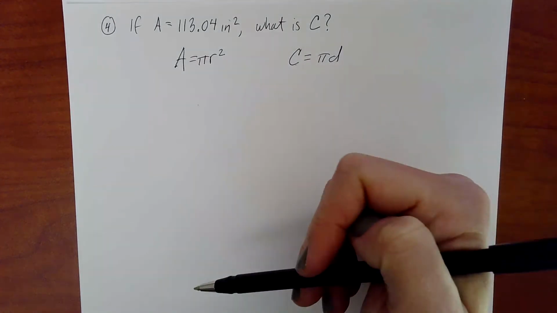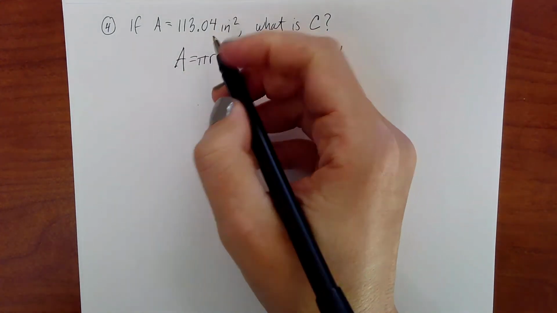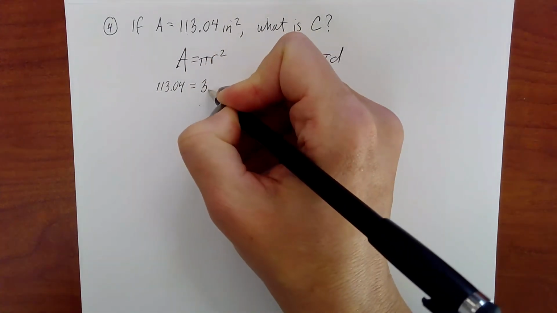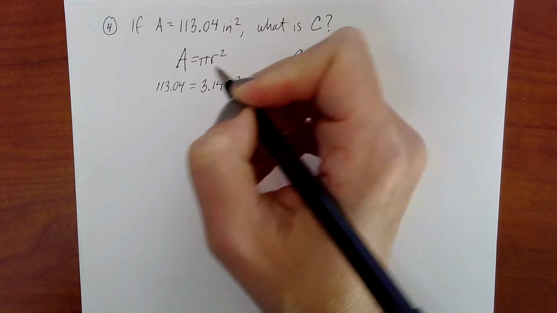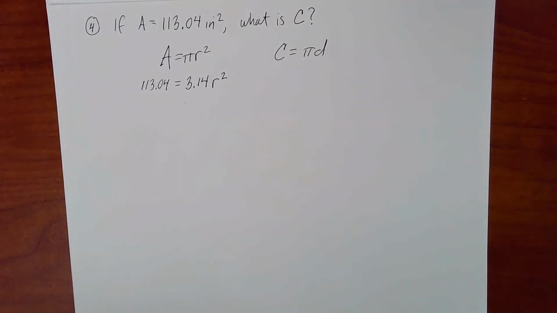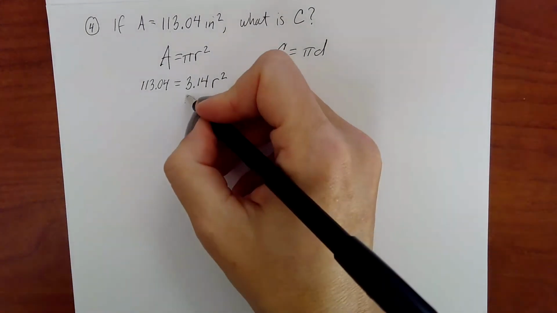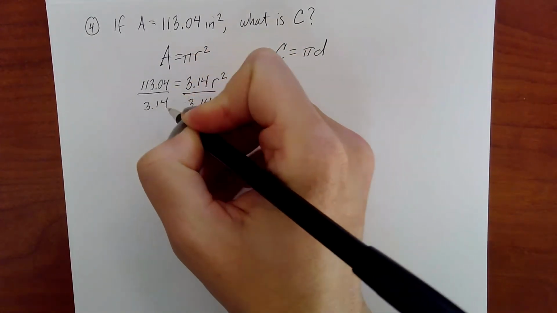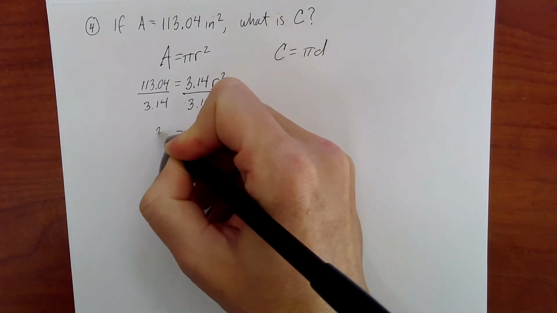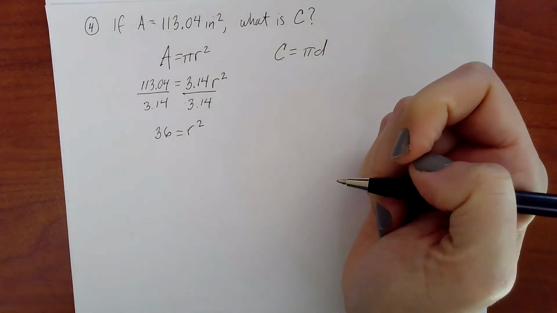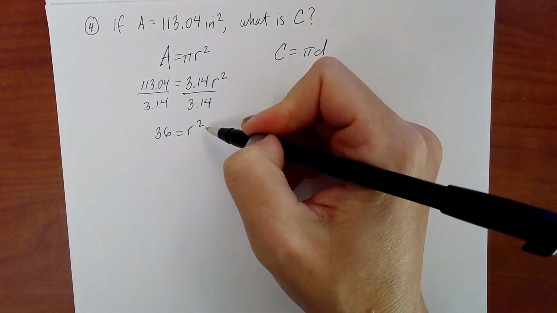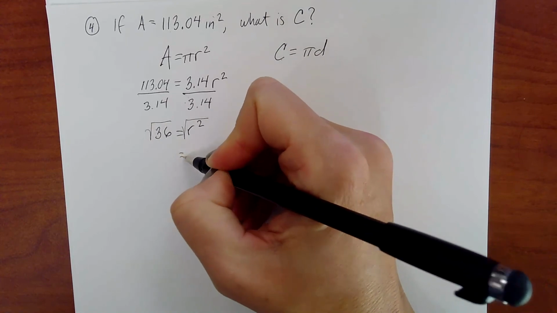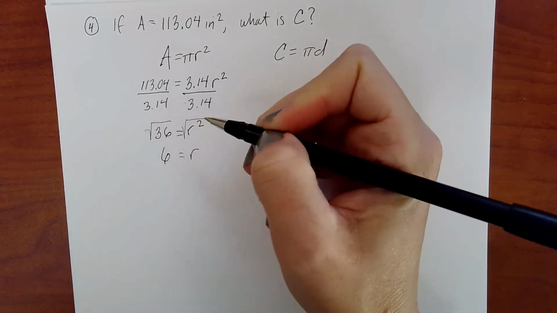Yeah. Let's do it together. So the area is 113.04. Pi is 3.14. I don't know R. What do we do first? We're going to divide by the 3.14. And I'm getting 36 once I divide that. How do we undo the squared? We're going to take the square root. So the radius is 6.